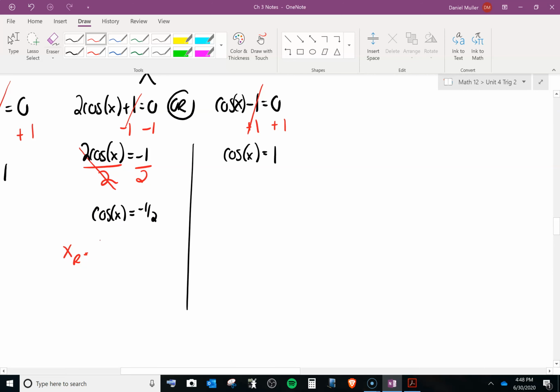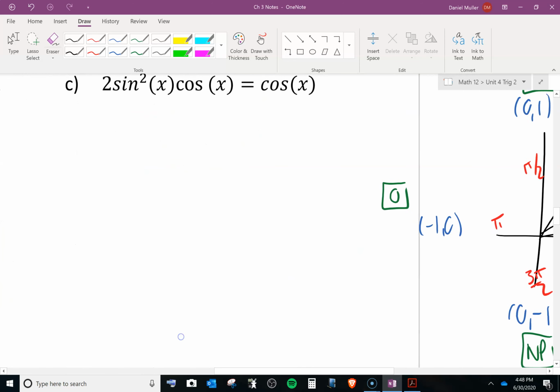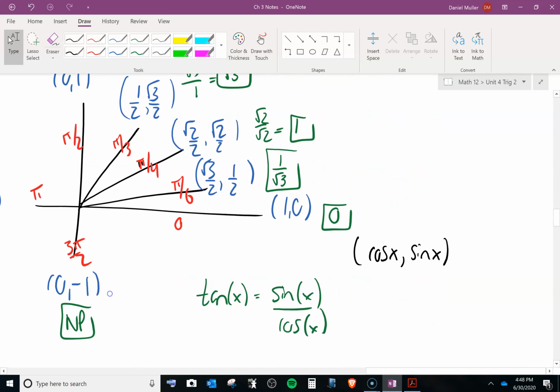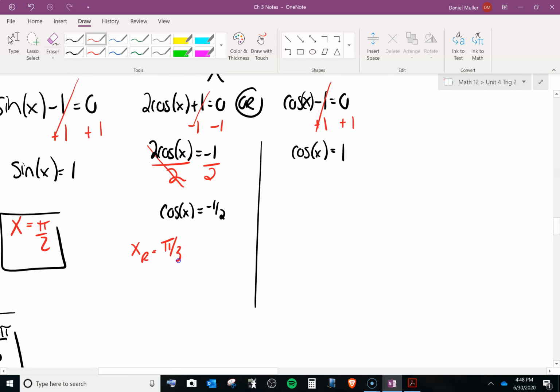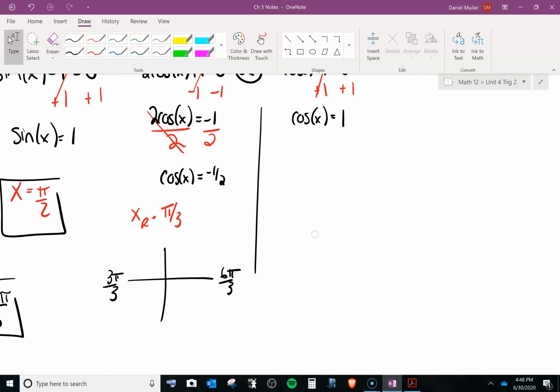So I need to take a look at when cosine is a half and look at that from my reference angle. So cos is on the left. Okay, so I'm looking for a half. Okay, right here. So pi over 3 is my reference angle. So I'll just write that down, pi over 3. And then when I draw this, I'll label this as pi. So this will be 3 pi over 3 to give me the pi, and 6 pi over 3 to give me the 2 pi. And then I need to do the CAST rule.